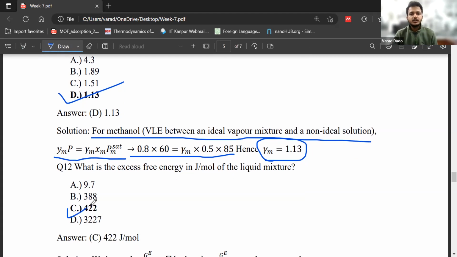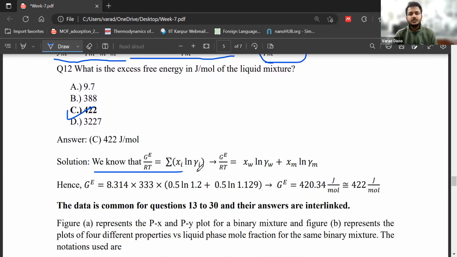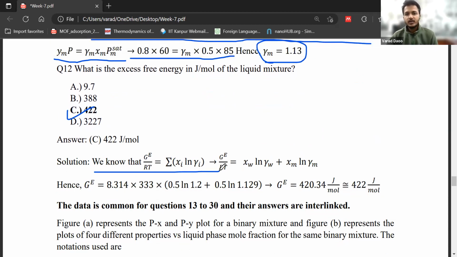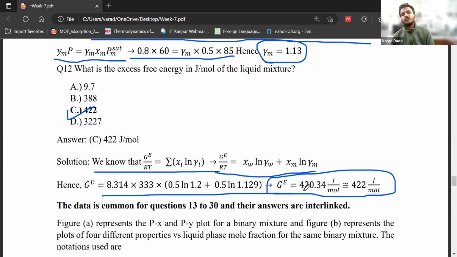The correct answer is option C. We know that G/RT is the summation of x_i ln gamma_i, as we know x1, x2 and gamma 1, gamma 2. For our system, we can write G/RT as x_w ln gamma_w plus x_m ln gamma_m. Hence, we rearrange it and we get G equals RT times the summation of x_i ln gamma_i. We put in the known values, and we get G as about 420.340 joule per mole, and the closest value in the options is 422 joule per mole.